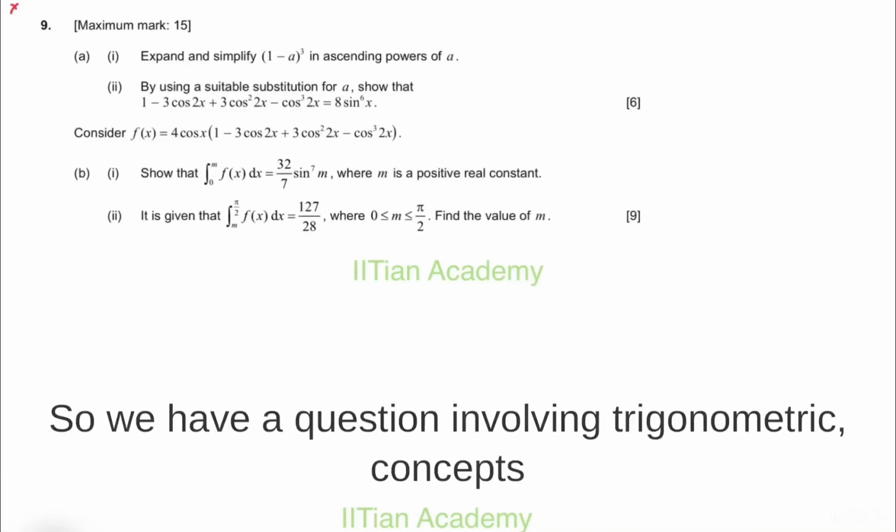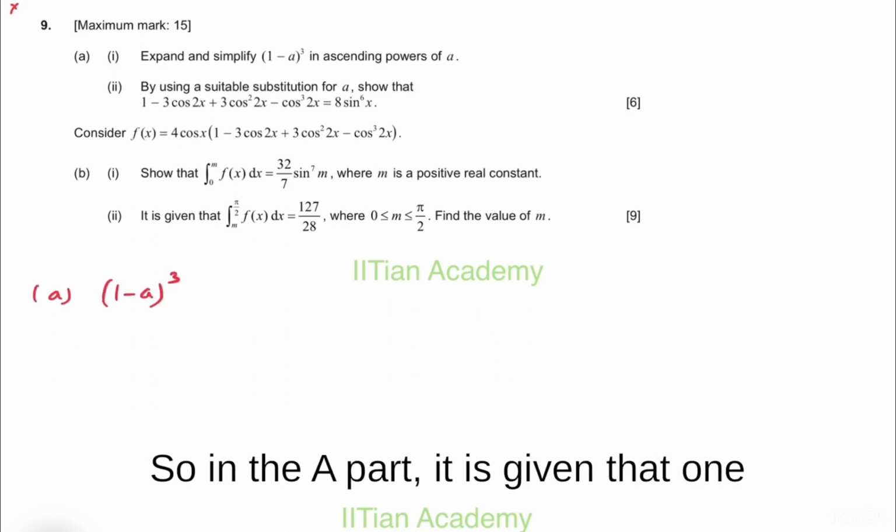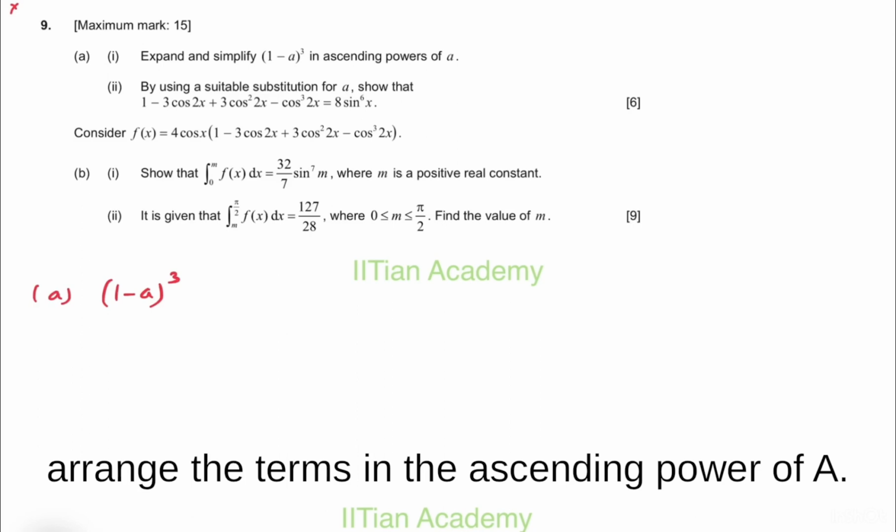Hello friends. So we have a question involving concepts of trigonometry as well as the binomial theorem. In part A, it is given (1 - a)^3, and we have to expand this and arrange the terms in ascending powers of a.